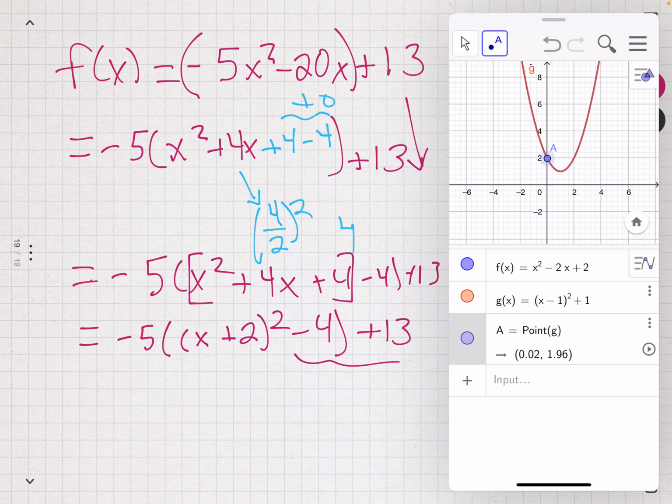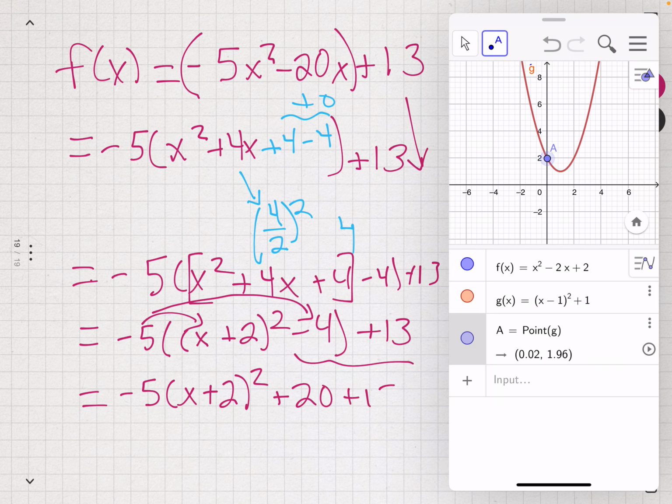Well, I want to get these two numbers together. So let me distribute this through to both of these terms. I get negative 5, x plus 2 squared. Negative 5 times negative 4 is plus 20, plus 13. So I get negative 5, x plus 2 squared plus 33.